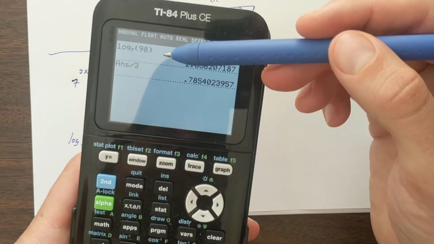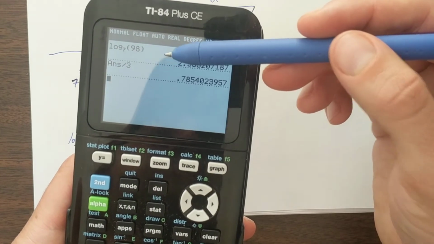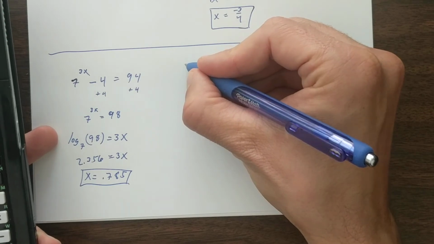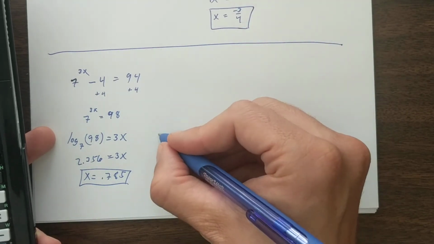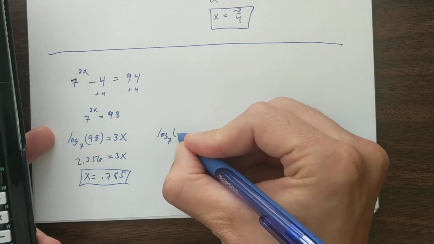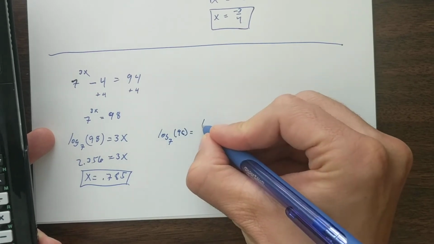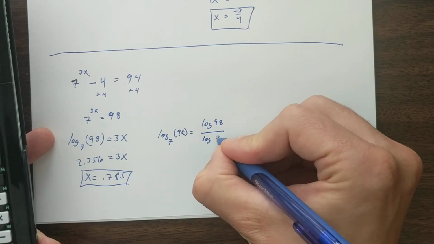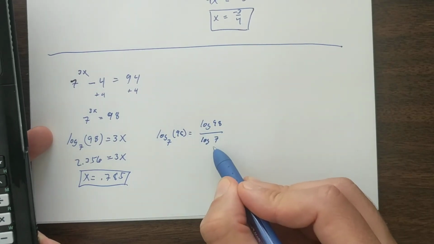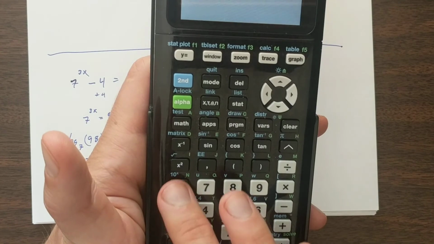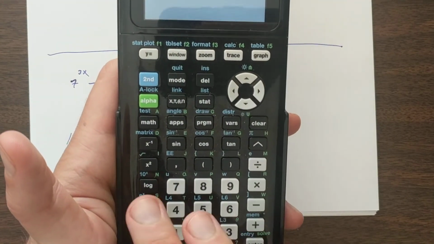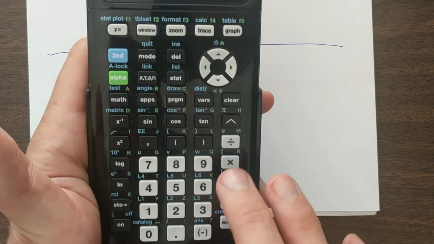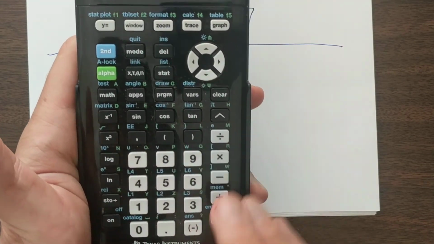If you don't have this calculator, you use the change of base formula. The change of base formula says log base 7 of 98 is the same as log of 98 divided by log of 7. These are both base 10 now, so I can just use my log button right here. So I would just hit log of 98 divided by log of 7.